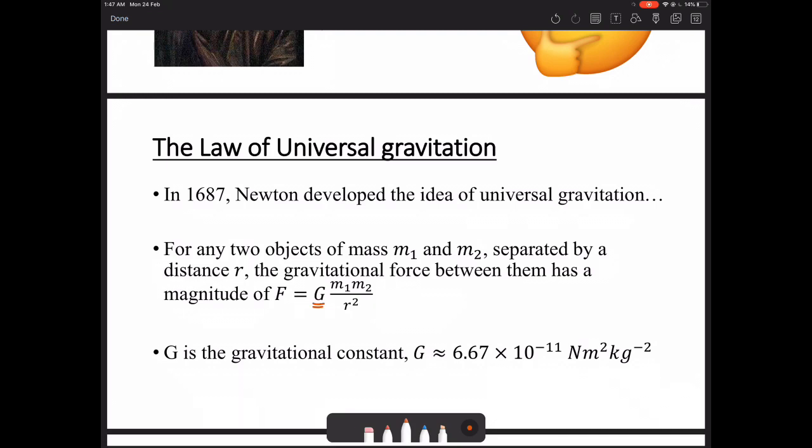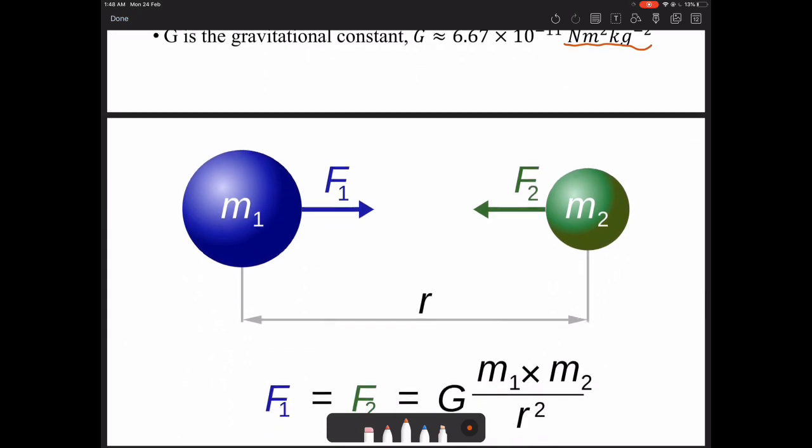So what is big G? First, big G is the gravitational constant. And this big G is approximately equal to 6.67 times 10 to the power of negative 11. This is a constant. And m1, m2 are just the masses of the two objects, and r is the distance between the two objects.